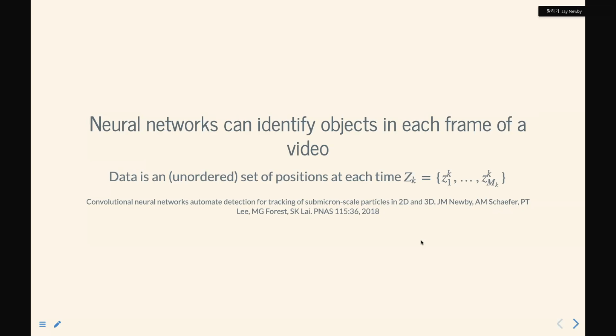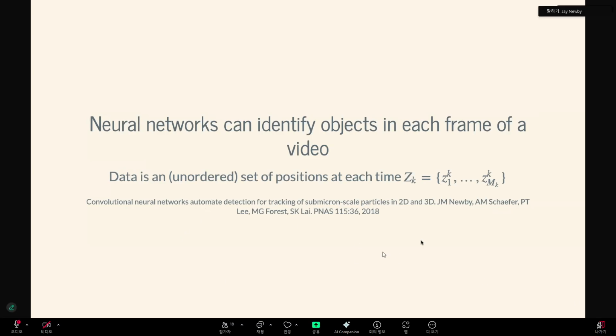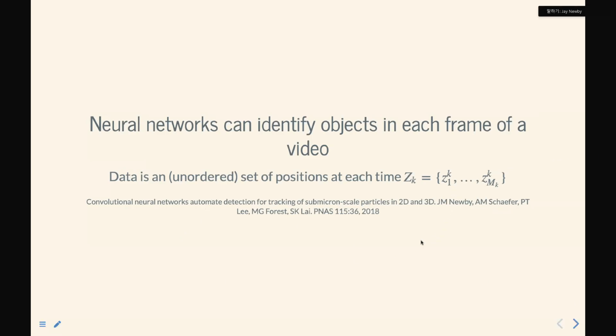Random number of objects in every frame. These indexes are arbitrary. Index 1 at time 5 has no relationship to index 1 at time 6. Right? We cannot follow an object by simply looking at index 1. There's no relationship. In fact, that's the whole problem of object tracking, is constructing that relationship.